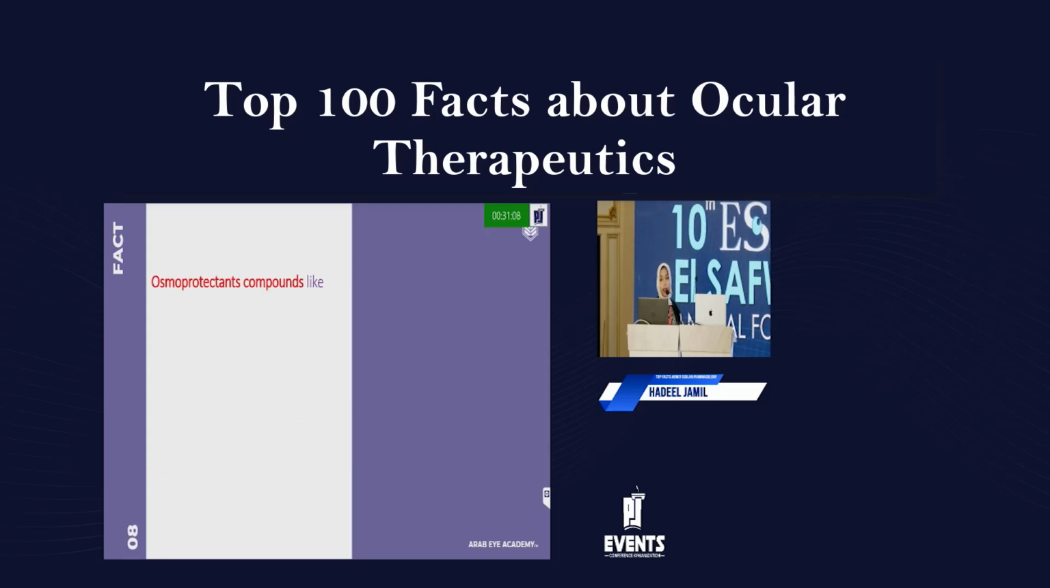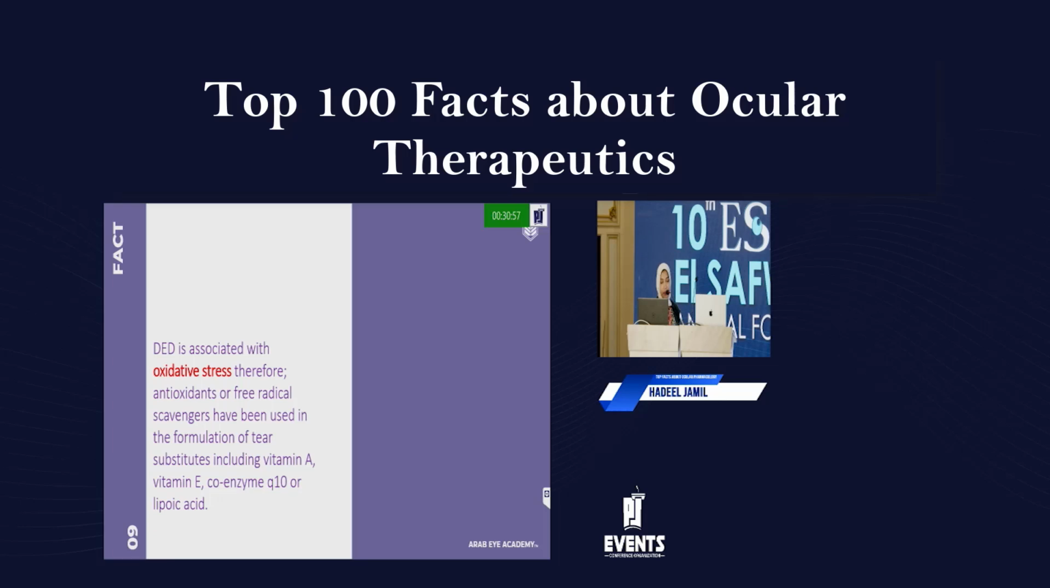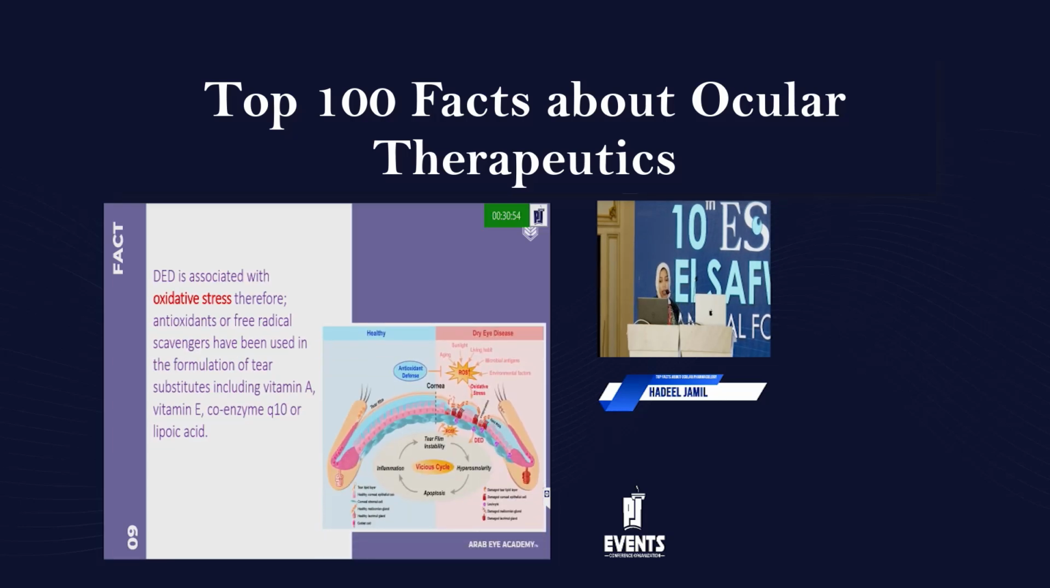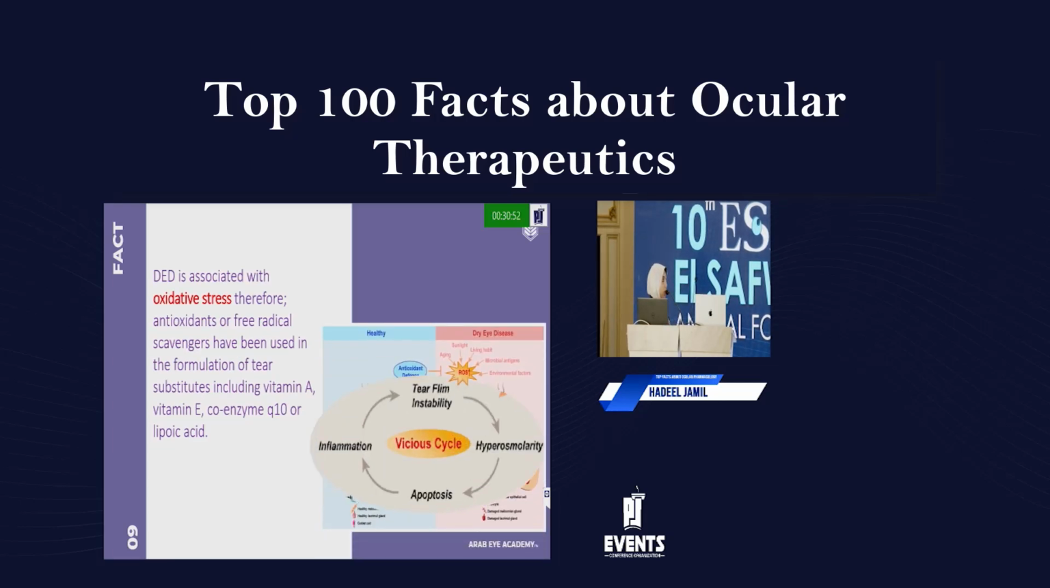Using osmoprotectant compounds like L-carnitine, glycerin, sorbitol, or even erythritol will counteract hyperosmolarity-induced cell damage in dry eye disease. As we all know, dry eye disease is formed by two main arms. The first one is inflammation, the second one is hyperosmolarity. Inflammation will be induced by aging, sunlight, microbial antigen that will form a tear film instability, hyperosmolarity, apoptosis, then inflammation.